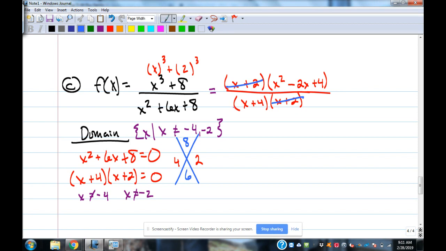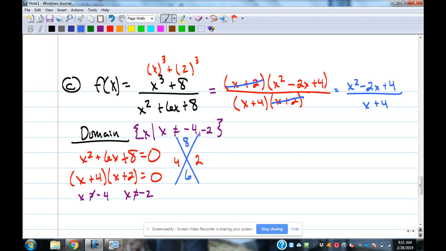That x plus 2 cancels that x plus 2. So we get this simplified version of x squared minus 2x plus 4 over x plus 4. So that helps us get a much easier problem to look at in order to get horizontal or oblique asymptotes out of this.